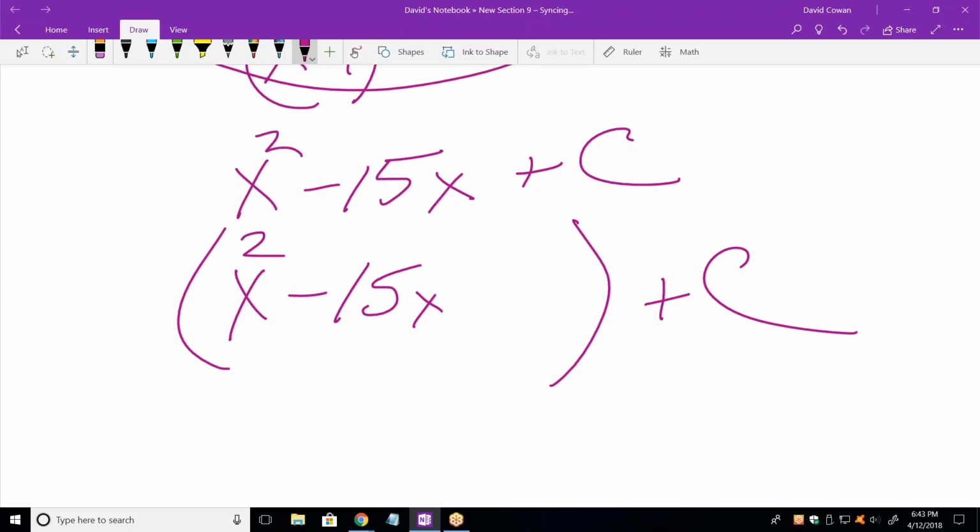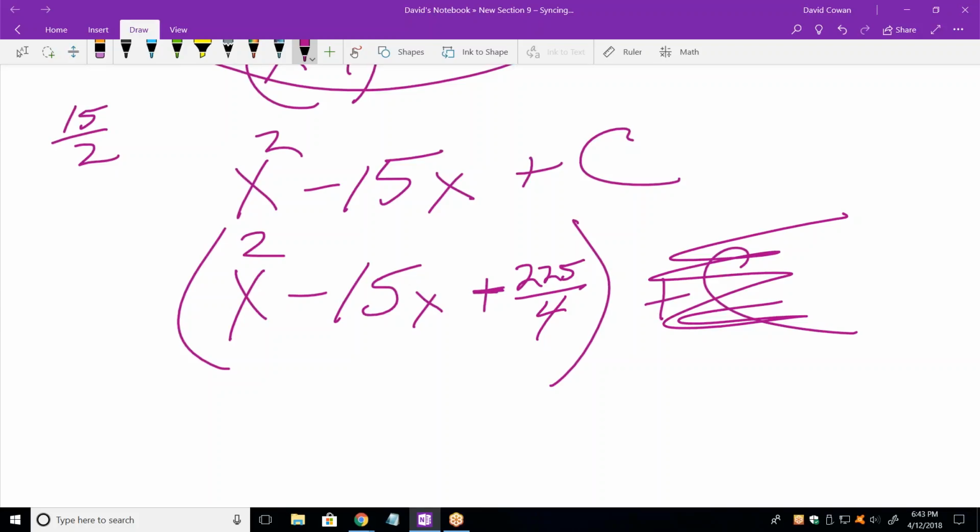Half of 15 is 15 halves. Now square that. 15 halves squared. I don't have my calculator with me. Leave it as a fraction. Do not put it in a decimal. So would I square both the top and the bottom? Uh-huh. And it's always plus, because even if it's minus 15, once I square it, it turns plus. So it's 225 over 4. And that's the answer. That's what C is.